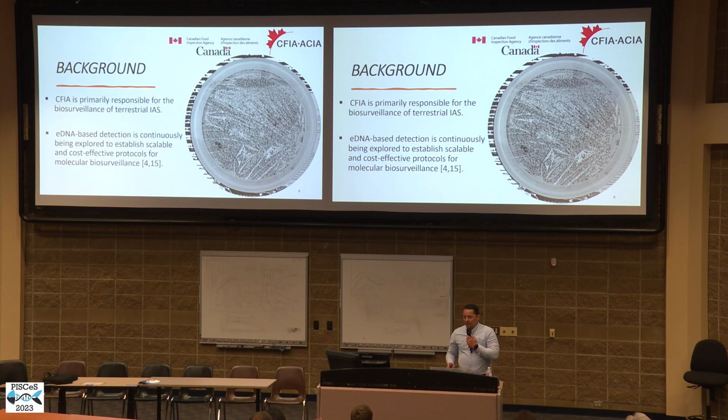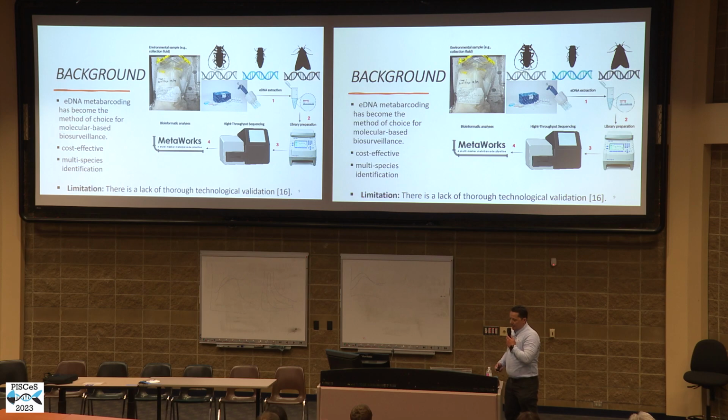So CFIA is primarily responsible for the biosurveillance of these invasive alien species, the terrestrial ones, and current biosurveillance methods heavily rely on morphological identification, which is not scalable, requires one-on-one identifications, and also taxonomic expertise on a wide range of taxa, which is scarce these days. So in this context, eDNA molecular-based detection is continuously being explored to establish a scalable and cost-effective protocol for biosurveillance.